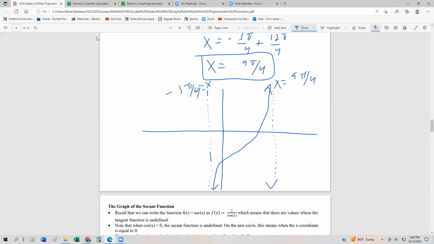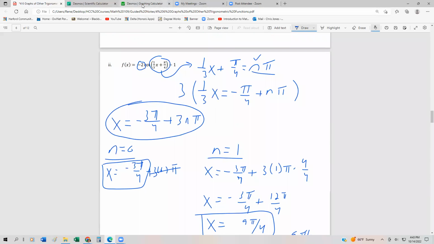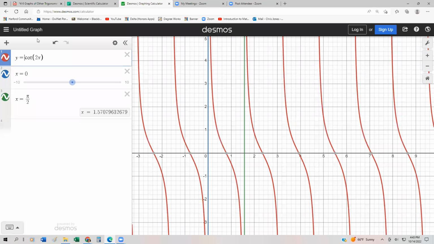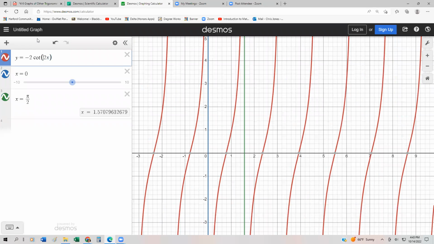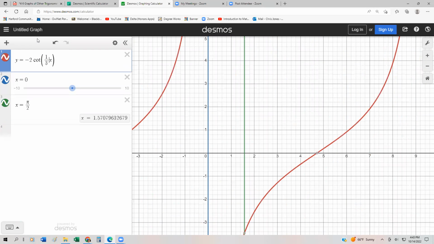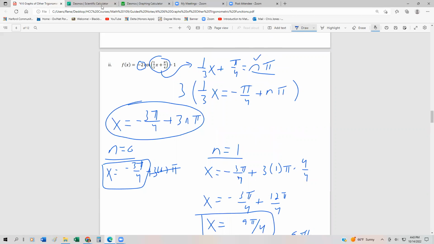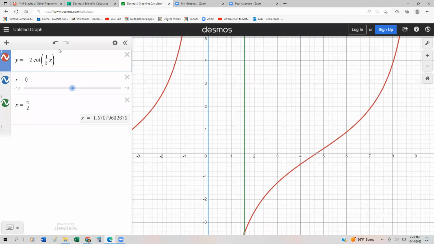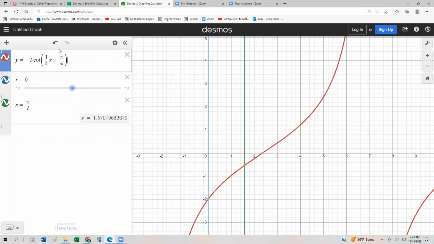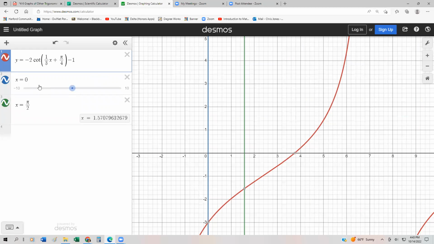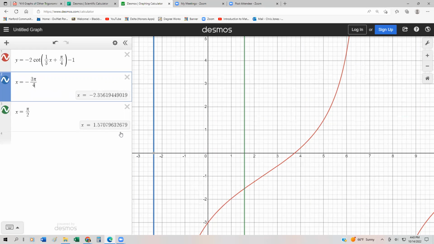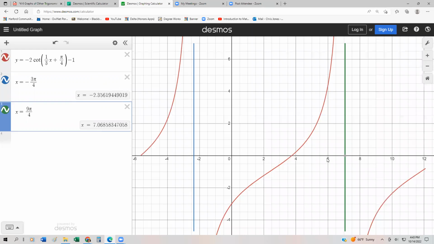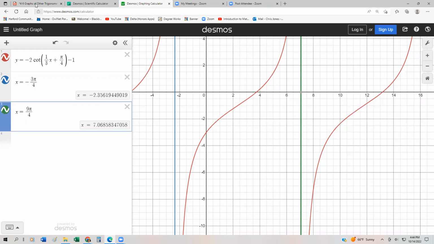Let's go ahead and see what the actual graph looks like. Again, our function is negative 2 cotangent of 1/3 x, and then we have plus pi over 4 minus 1. Now let's change these asymptotes. We had negative 3 pi over 4, and then this one we had 9 pi fourths. If we look at this graph, it looks pretty close to what we did by hand.